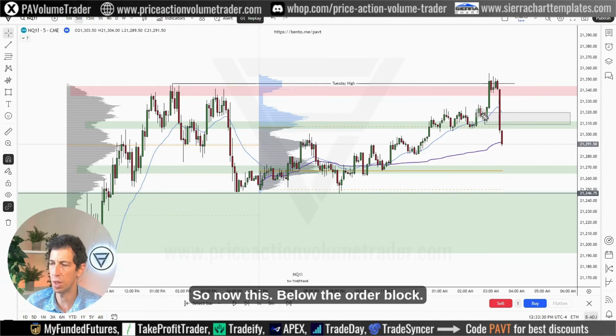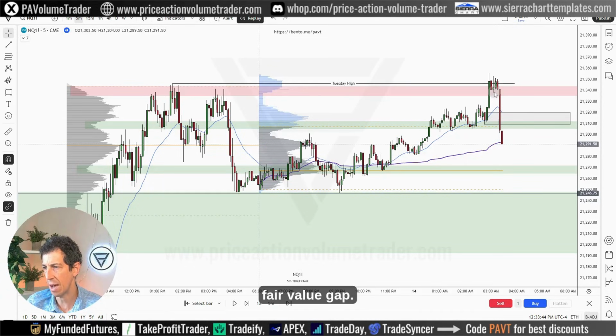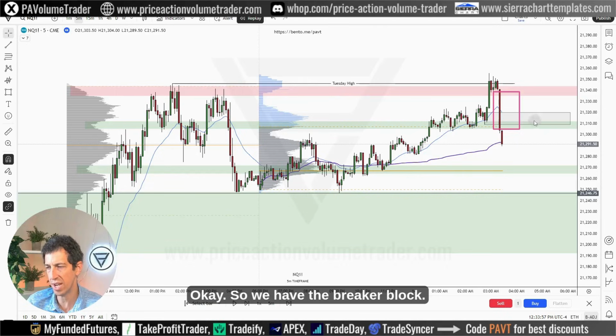So now below the order block, which now becomes a breaker block, we came right into VWAP. So we can expect some support in this zone now. And we also have the fair value gap, pretty much this entire zone now becomes a large fair value gap as well. Okay, so we have the breaker block within a fair value gap zone. So this is now a unicorn pattern in the making.